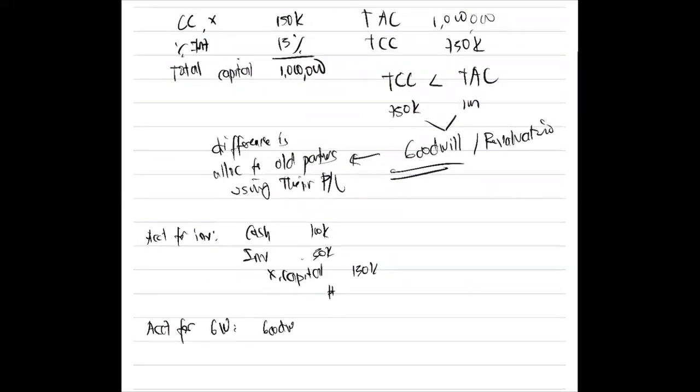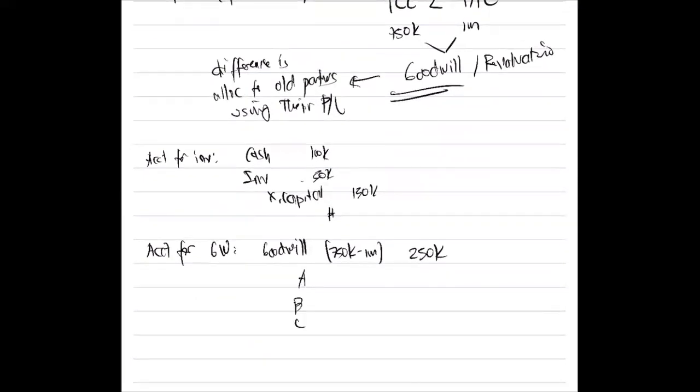And then next, we account for the goodwill. So we debit goodwill. What's the difference again? 750 versus 1 million. So we have 250,000. And then we give that to your old partners A, B, and C using their profit or loss ratio. So 20% of 250,000, we have 50,000. And then 250,000 times 30%, 75. And for C, 125,000. So goodwill of 250, A 50, B 75, and C 125,000.